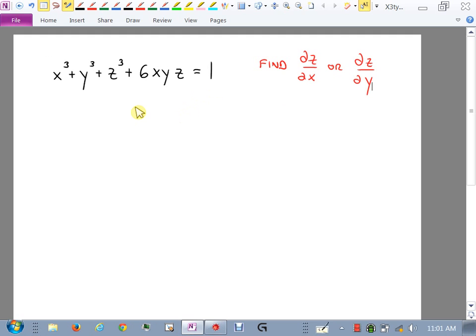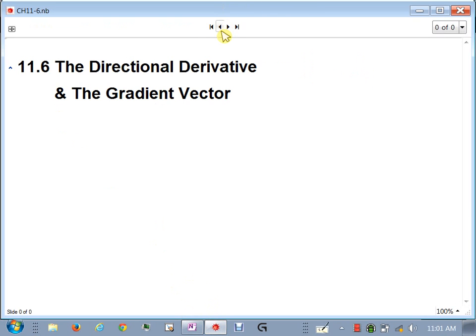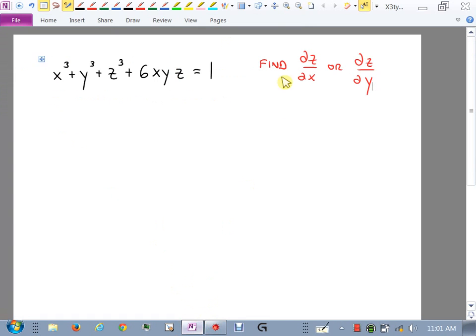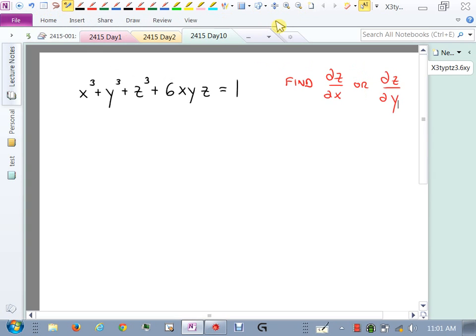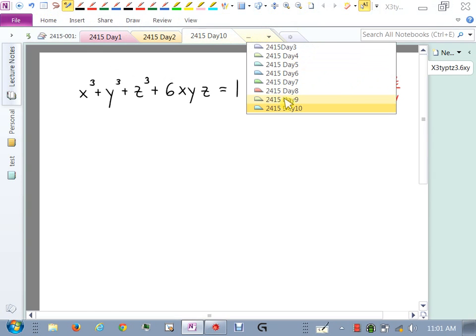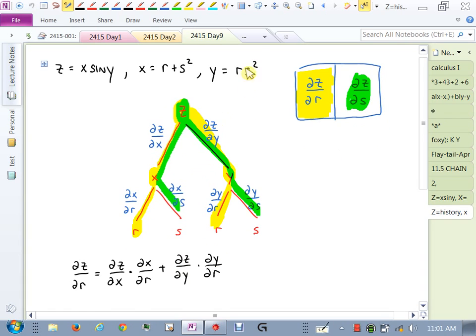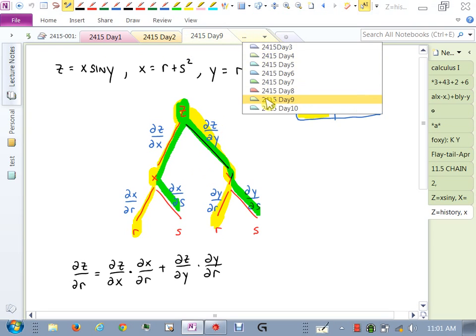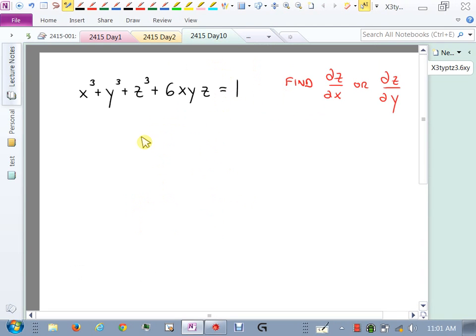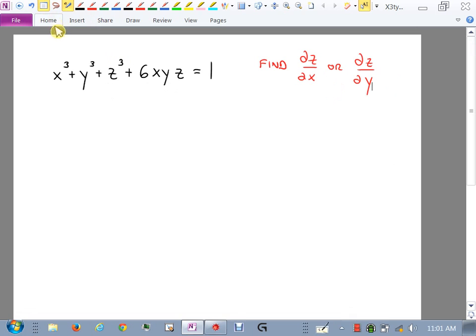So we don't have any other conditions like, well, let me see, last class, bring that up. In case you forgot, something like this where z is somehow connected to x and y, but then x is somehow connected to r and s. The y is also connected to r and s. In this case, we did the tree, right? But today, for this example, all we have is one equation.